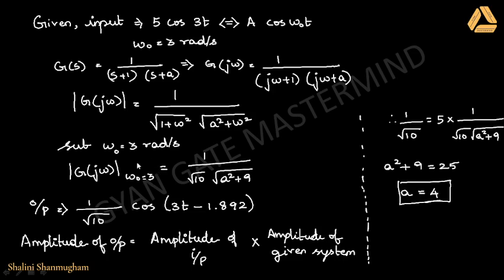So you know that the output will be of the same frequency as that of the input. So just substitute omega equal to 3 in the given transfer function, so that you will get this value, and the output will be of the form, the amplitude is given, and also the phase angle of the output is given. So the amplitude of the output is given by the product of the amplitude of the input and the amplitude of the given system. So just find the product, 5 into 1 by root 10 into root of (a square plus 9). By solving this, you will get a equal to 4.